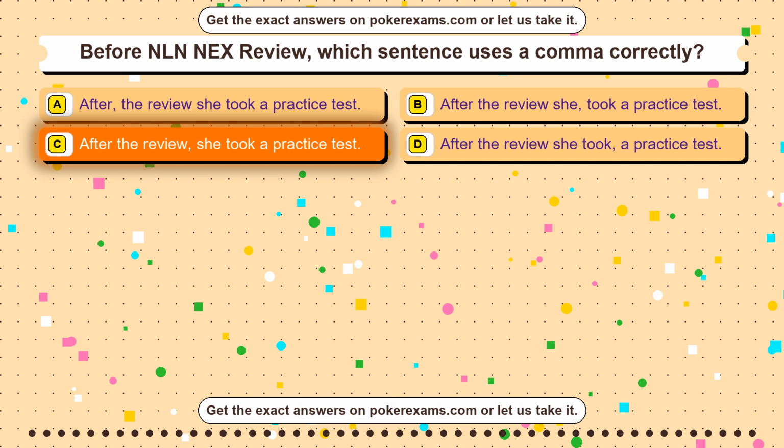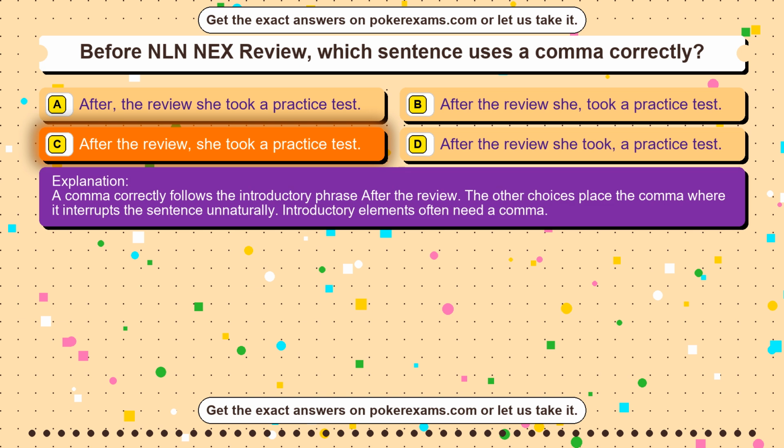After the review, she took a practice test. 3/10 is written as 0.3. 0.03 is 3/100ths, while 3.0 equals 3 whole units. 30 is far too large.